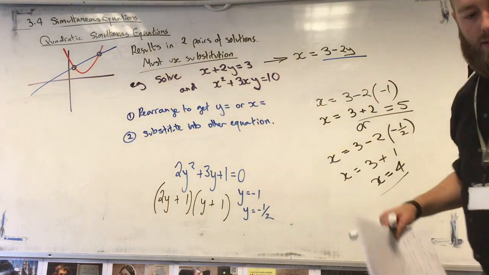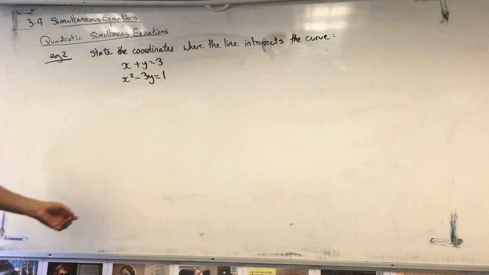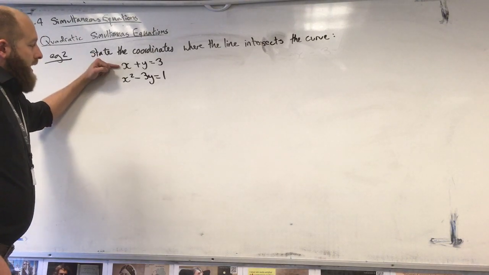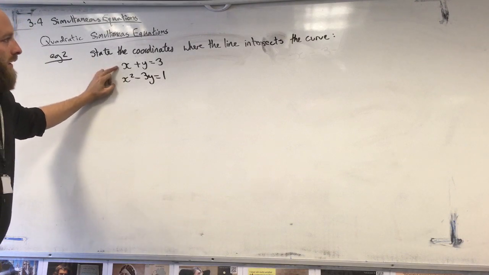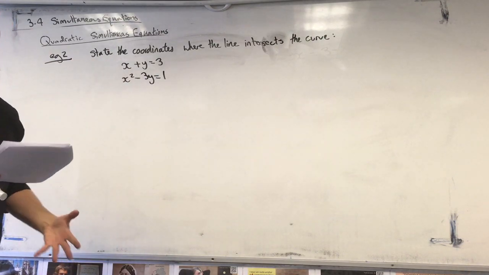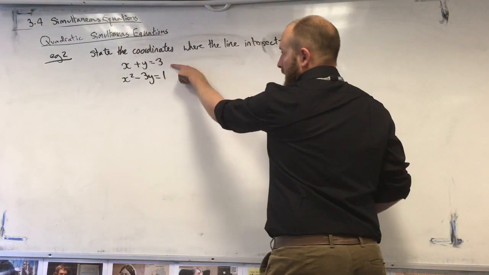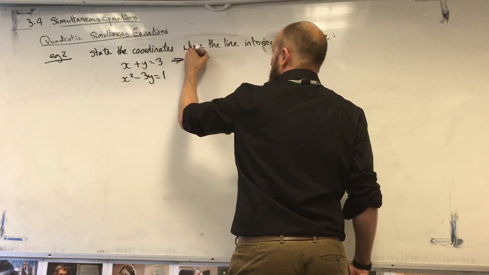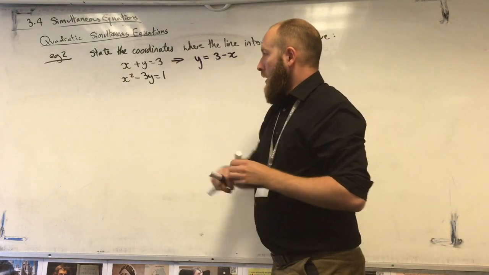Okay, let's try one more of these as an example. If you want to pause it and try it, feel free to do so. Pause it now. If not, we'll go through this. We've got a straight line and we've got a quadratic, and we're asked to state the coordinates where this curve intersects this line. So we're going to have to solve these simultaneously, and we might try and sketch these as well. So step one is we're going to rearrange this one to get y equals. So we rearrange and get y equals 3 minus x.